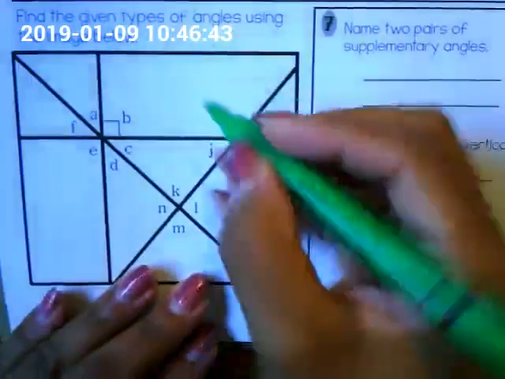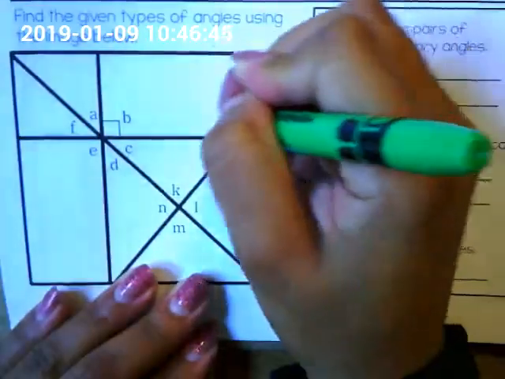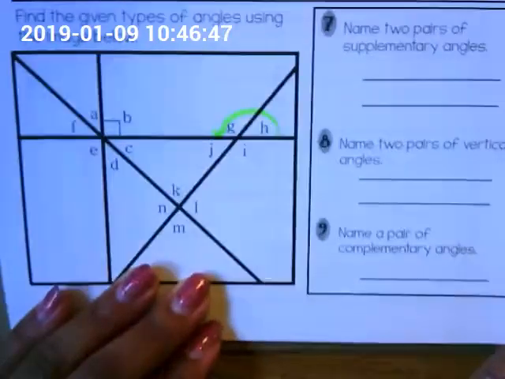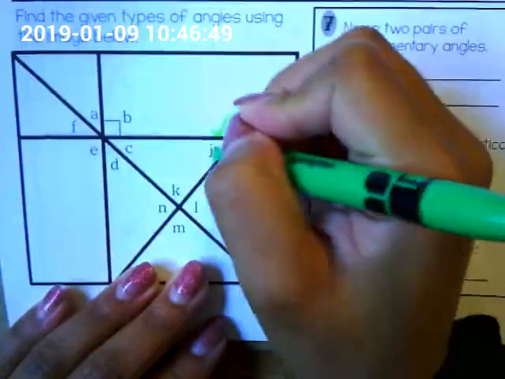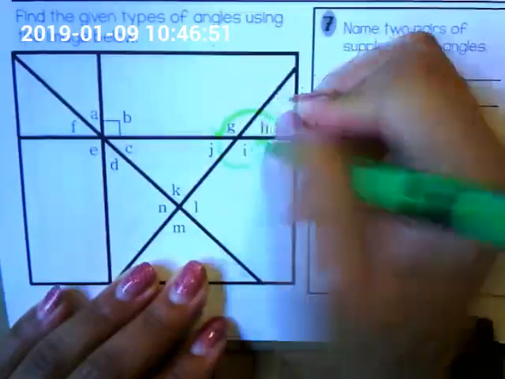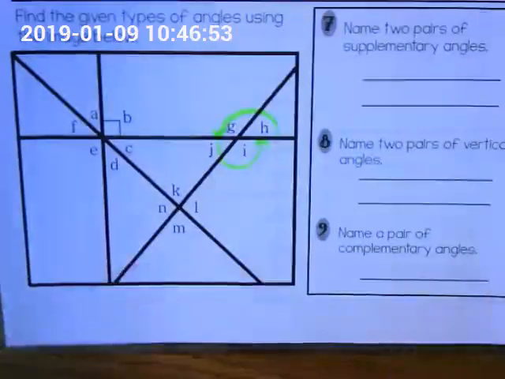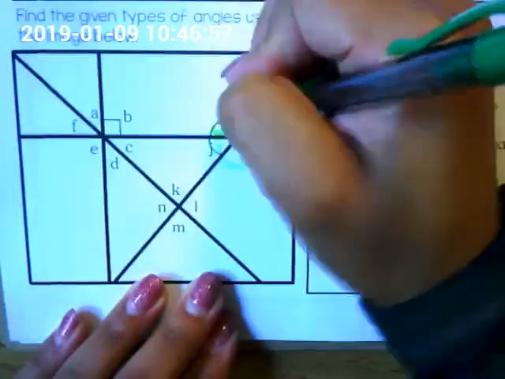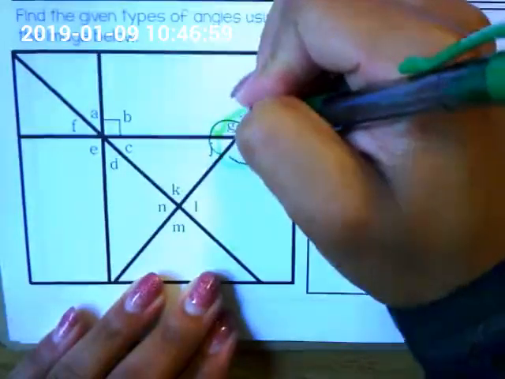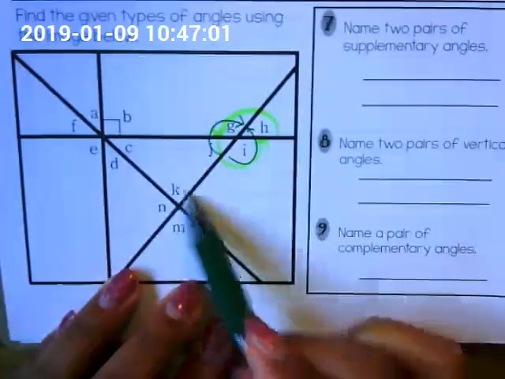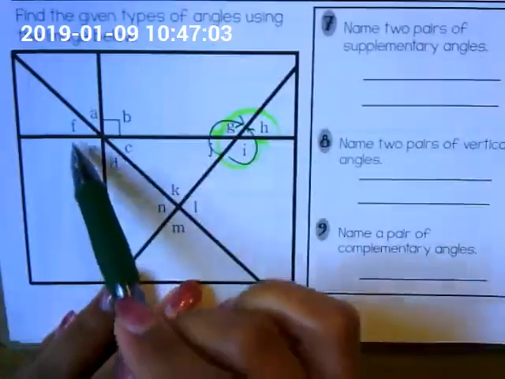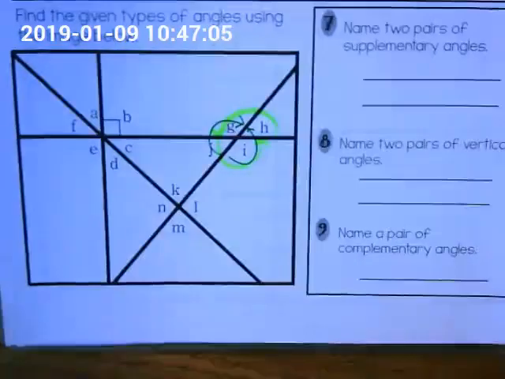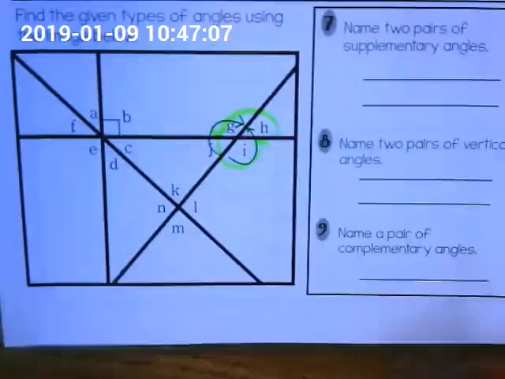I can draw a straight line here. These 2 come together to make 180 degrees. These two together make 180 degrees. I could also say that these 2 together make 180 degrees. These 2 together make 180 degrees. And I can do the same thing over here. And I could say that these 3, but they want pairs. So not 3, but pairs.